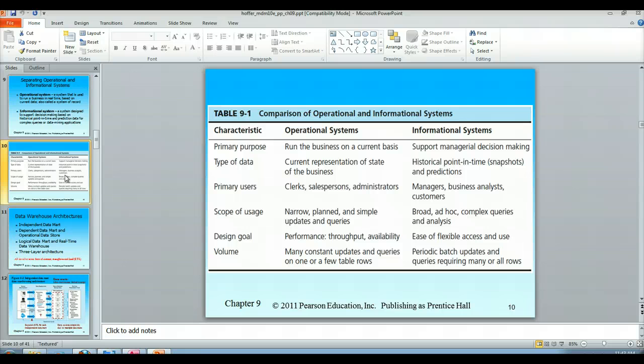Then there's how many people are using it, or what kind of volume of data is being used. So it could be constant updates. If you're talking about Citibank and ATMs, you're talking about an operational system that is hammering out a lot of updates and queries. Informational systems, we're doing periodic batch updates, and our queries will require many, if not all, of the rows involved.